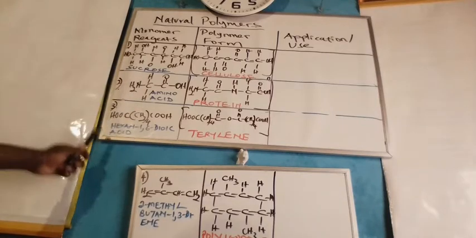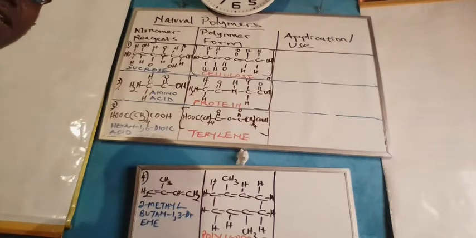Now, looking behind me, we have a series of natural substances, namely sucrose, amino acid, hexane-1,6-dioic acid, and 2-methyl-butane-1,3-diene. Now, these substances are the primary agents which synthesize to form the relevant polymers naturally.